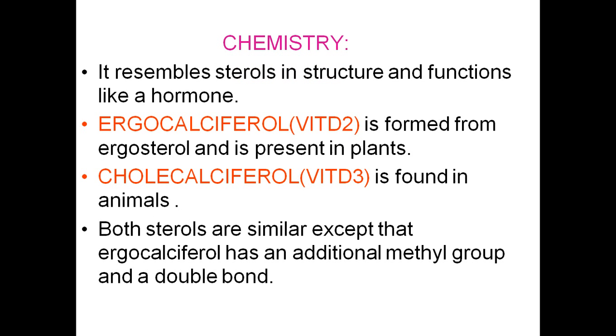If you see the chemistry of vitamin D, it resembles sterols in structure and functions like a hormone. Ergocalciferol is vitamin D2, formed from ergosterol and present in plants. Cholecalciferol is vitamin D3. It is found in animals.